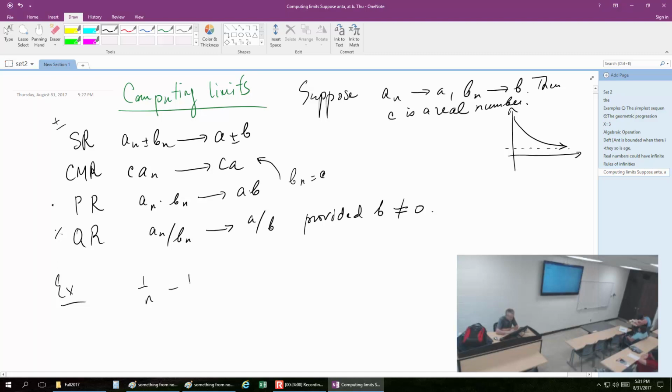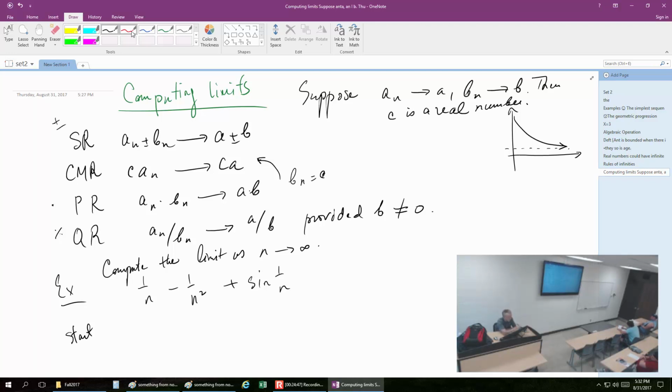Say, 1 over n minus 1 over n squared plus sine of 1 over n. I need to compute the limit as n goes to infinity. When you carry out this computation, this is how you could start the analysis. Especially if you have addition and subtraction available here, what do you do? You look at the terms one at a time. I would make sure that I know the limits of all of the participants. So 1 over n, where does it go?